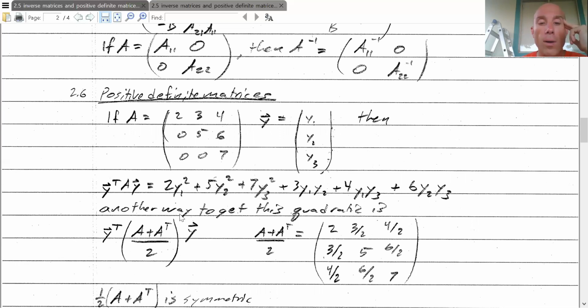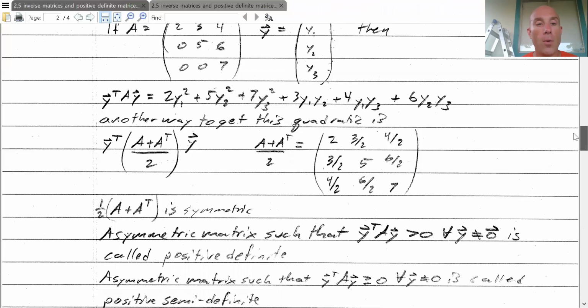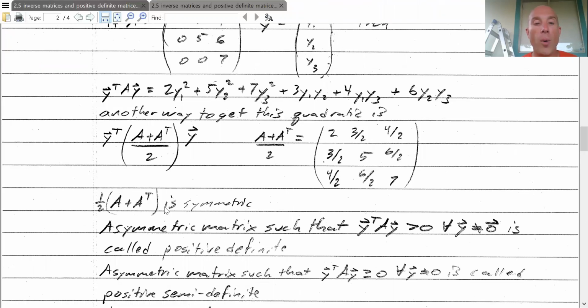Well, you'll notice that if instead of having A, I go A plus A transpose divided by 2, then I'll actually get the same thing when I put the y's on each side. So if I go A plus A transpose over 2, put the y's on each side, I'll get the same value as I get up here. Why do we care about this? Well, this A plus A transpose business is going to automatically be symmetric, and it's going to have some nice properties that will be advantageous for us when we do numerical linear algebra. So this A plus A transpose is always symmetric.